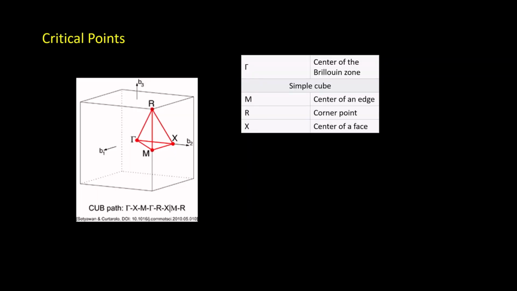In a Brillouin zone, there are several points of symmetry which are called critical points. The center of the Brillouin zone is called the gamma point for all types of lattices. For a simple cubic lattice, apart from the gamma point, other symmetry points are M and X, which are centers of an edge and face respectively, and another point is R, which is a corner point.